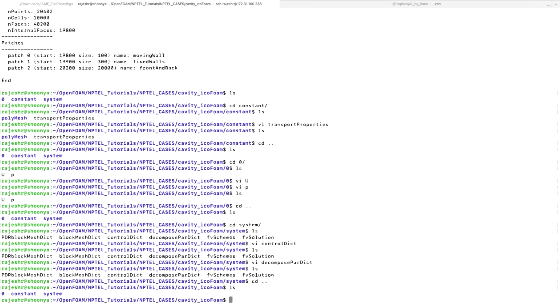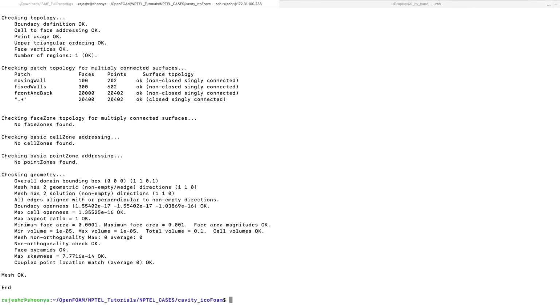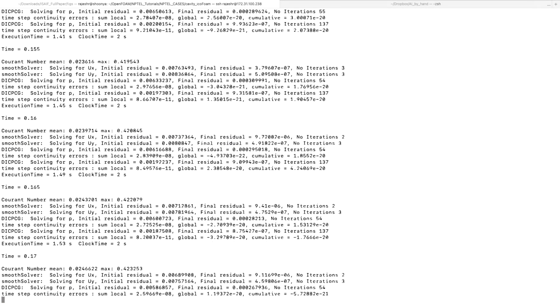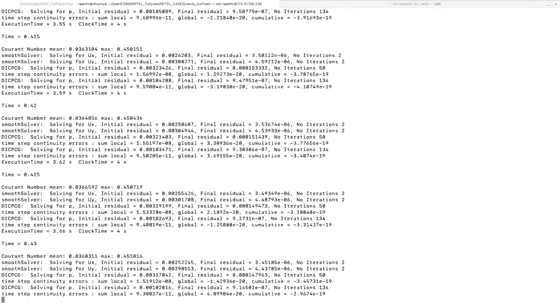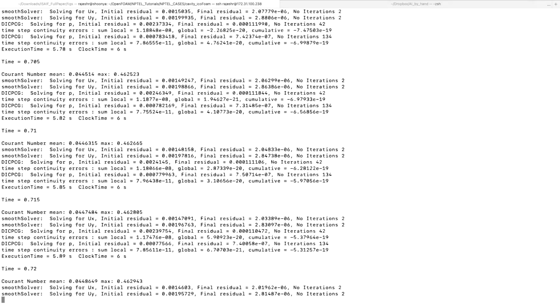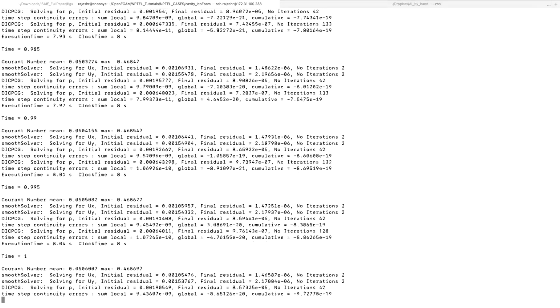We have already created the mesh using blockMesh. You can also do checkMesh. It has checked the mesh and everything is fine here. Now all you need to do is call icoFoam. Now the simulation is running. I have set it to run till time equal to 10.